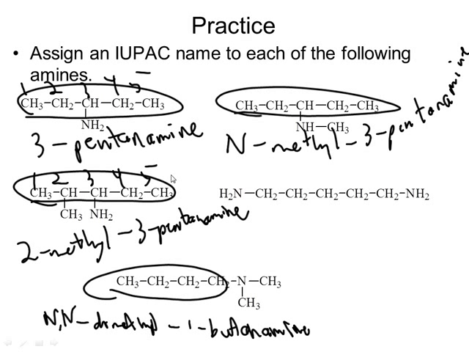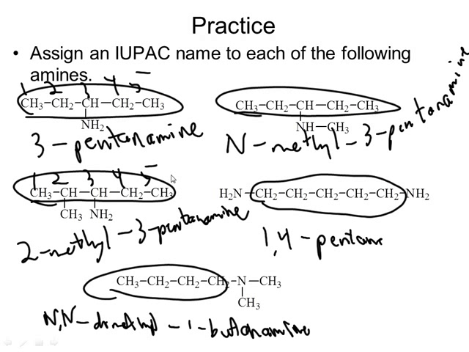Up here, this is a 5-carbon parent chain. There's an amino group at each end. We call it 1,4-pentanediamine. That's how we handle that. Okay. I hope that helps with the IUPAC naming of amines.